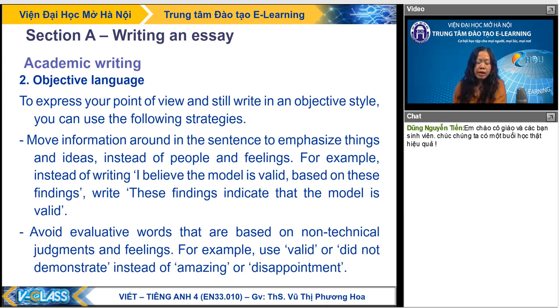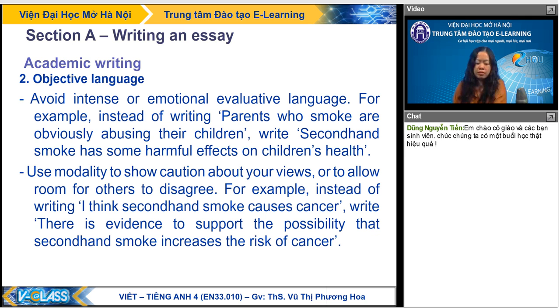You should avoid evaluative words that are based on non-technical judgments and feelings. For example, use valid or did not demonstrate instead of amazing or disappointment. You should avoid intense or emotional evaluative language. For example, instead of writing, parents who smoke are obviously abusing their children, you should write, secondhand smoke has some harmful effects on children's health.